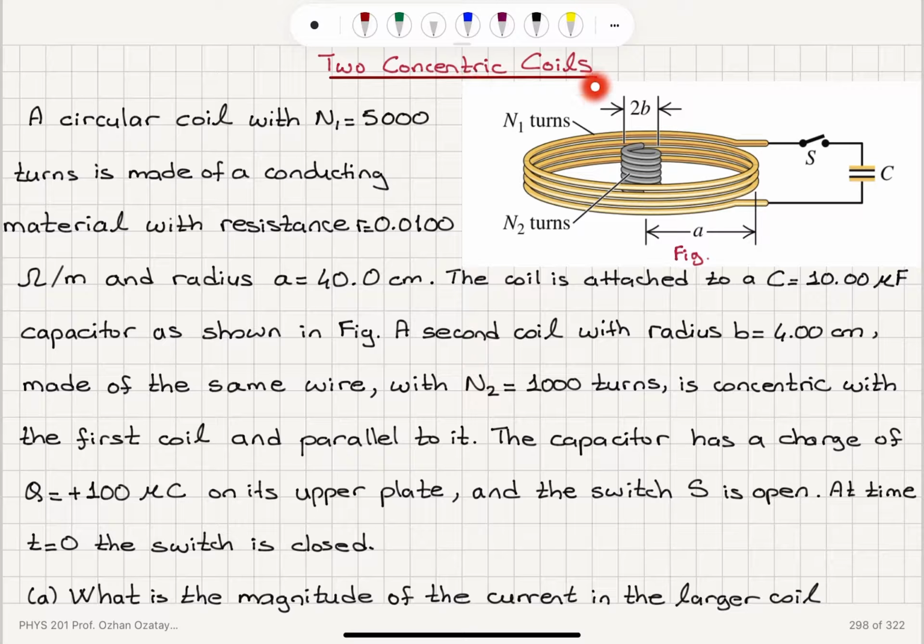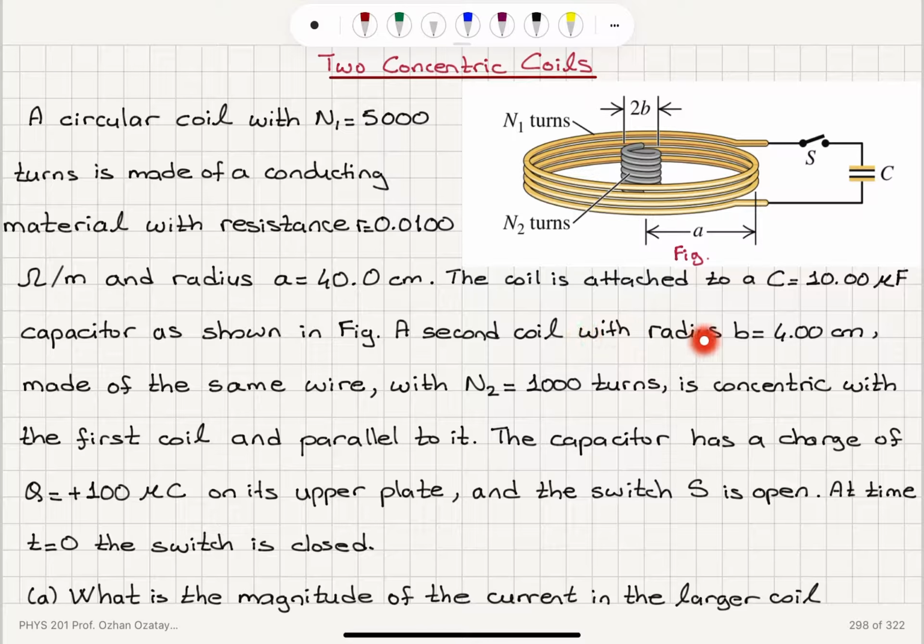Two concentric coils. A circular coil with N1 equals 5000 turns is made of a conducting material with resistance 0.01 ohms per meter and radius A is equal to 40 centimeters. So that's this coil here. N1 turns and radius is equal to A.